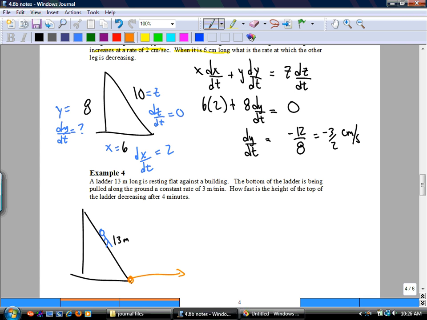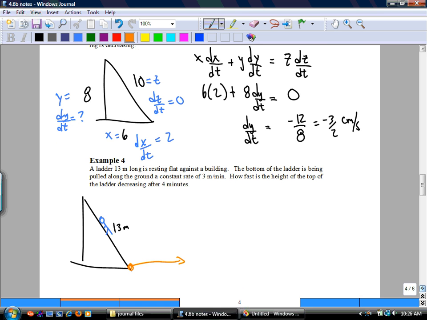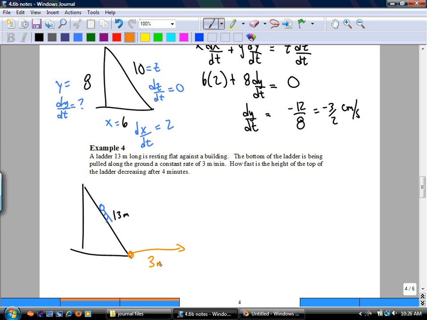A 13 meter long ladder is resting against a flat building. The bottom of the ladder is being pulled along the ground at the rate of 3 meters per minute. So we better put a 3 here. How fast is the height of the top of the ladder decreasing after 4 minutes? Okay, so we have to assume the ladder was right up against the wall when we started. And we've been pulling on it for 4 minutes. So this is 12 meters, yeah.